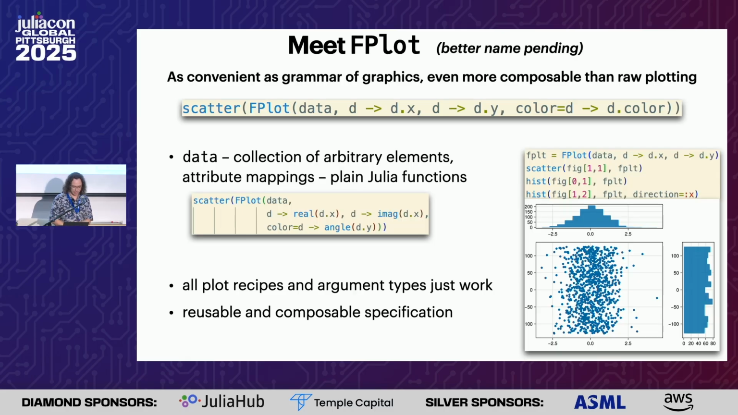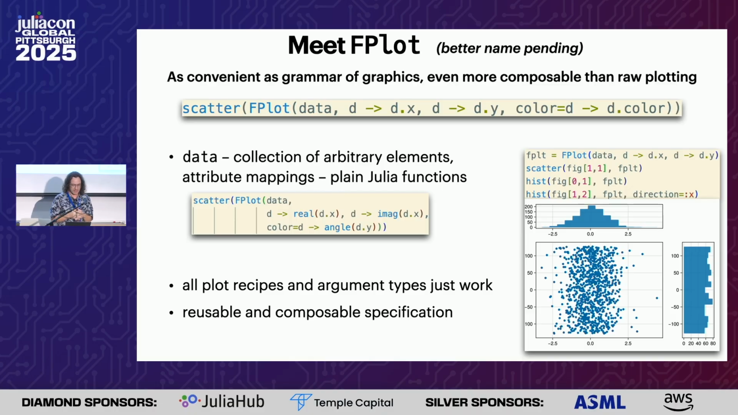So what is FPlot? Of course, this was really the name that I started with, and a better name is probably pending. So the idea is that it is as convenient as the grammar of graphics, and as composable or even more composable than plotting recipes in Makie itself. In a very simple scenario, you just pass the dataset, an arbitrary collection of elements, and different functions. So like here, you say, okay, the first plotting argument will be x of each data element, the second argument will be y of each data element, and the color will be the color property.